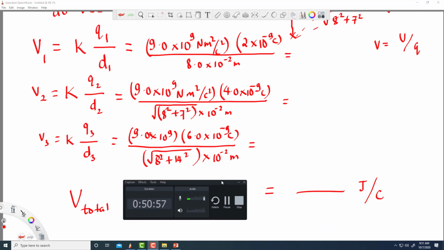Joule per coulomb is also called volts. We will use the volts unit later, but for now let's just use joules per coulomb.